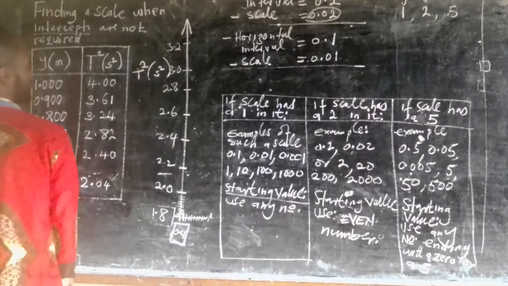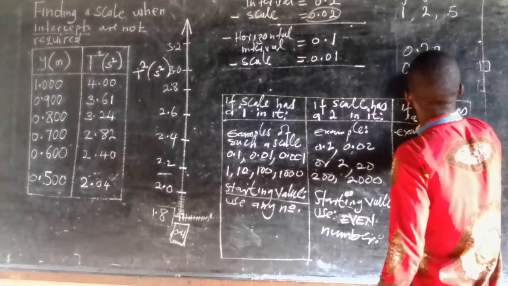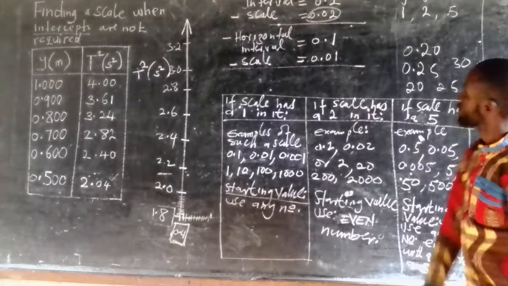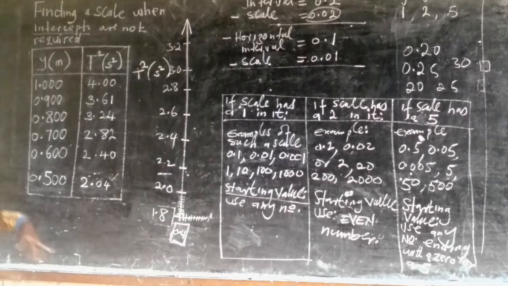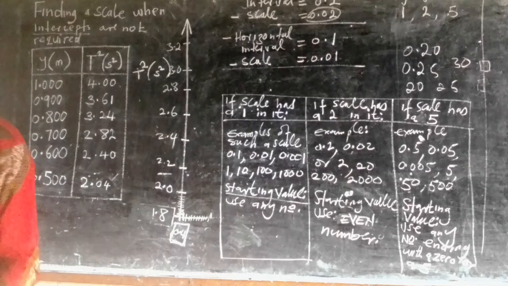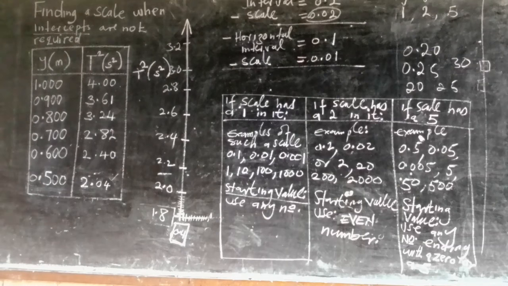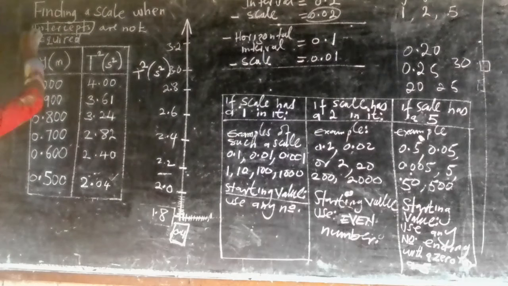It could be 0.2, maybe 25, or it could be 20, or 30, depending on the nature of the values. But that value should always be slightly smaller than the number in the column you are taking. So that is another way on how to get the starting value. And I mean when you are dealing with a question whereby intercepts are not required.